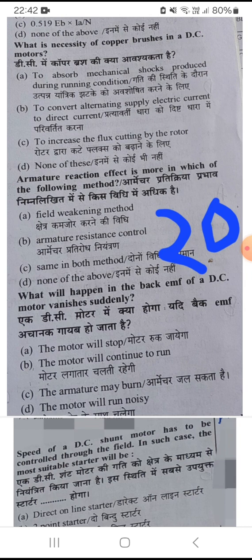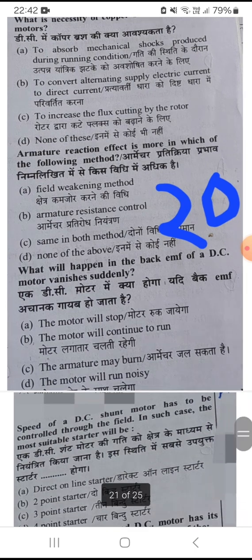Armature reaction effect is more in which of the following methods? Option A, field weakening method is the right answer. What will happen if the back EMF of a DC motor vanishes suddenly? That is option C, the armature may burn. Okay, the armature may burn, option C is the right answer.